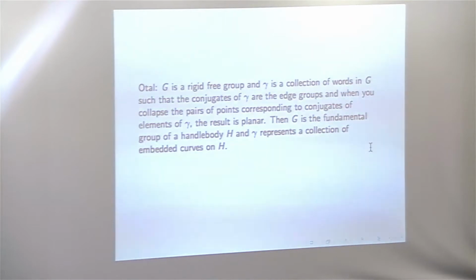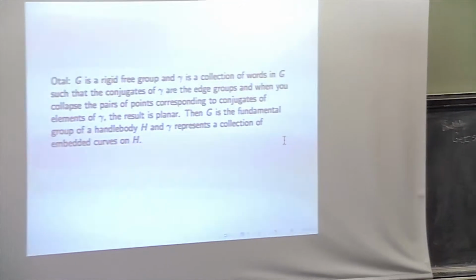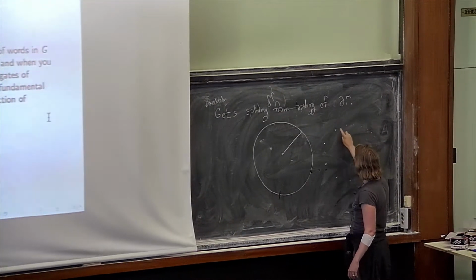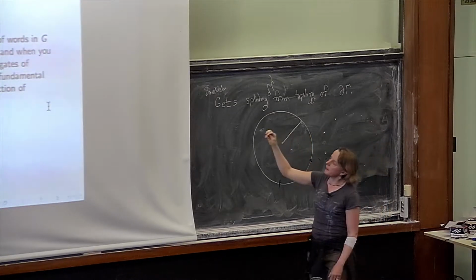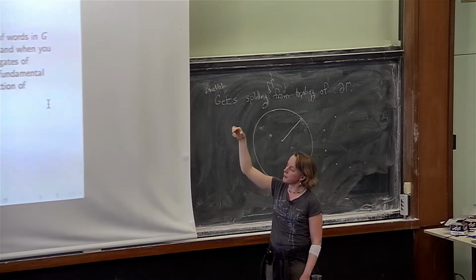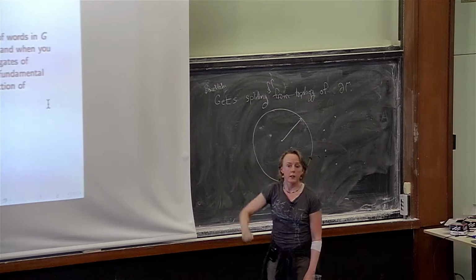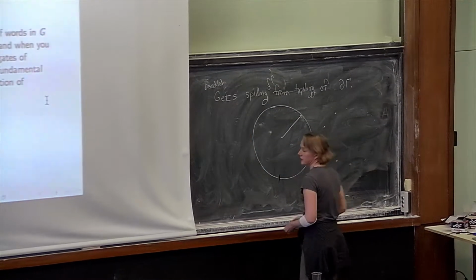if I have a free group with a boundary of Cantor set, and I have a collection of words in it, this is what I'm going to do to the Cantor set. I'm going to take my Cantor set and my finite collection of words, and whenever I see the endpoints of a conjugate of one of these words, I'm going to identify the endpoints.